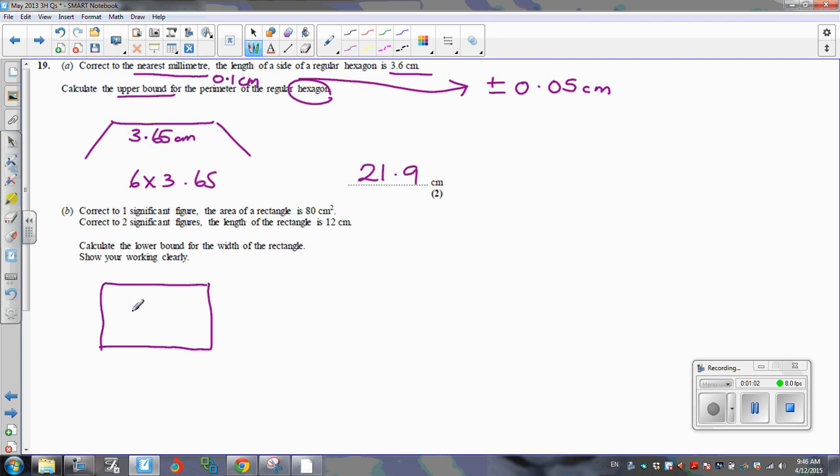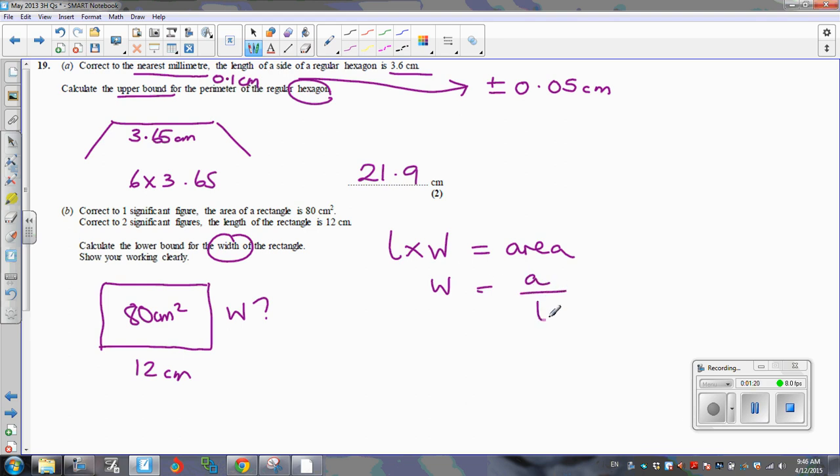Right, for the next bit, it helps to just think about a rectangle. We've got the area, we're told, is 80 centimeters squared. The length is 12 centimeters, and we're asked to find the width. Now, we know that length times width is equal to area. So if we're asked to find the width, it is going to be the area divided by the length. So I need to first of all work out the upper and lower bounds for the area.